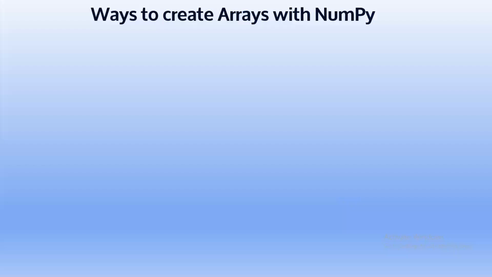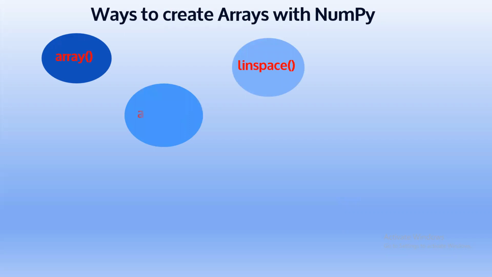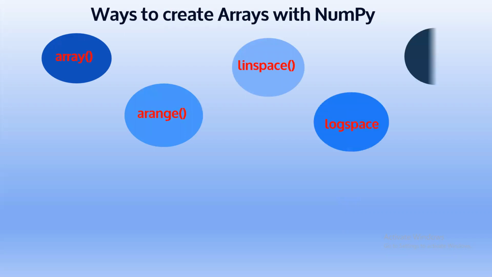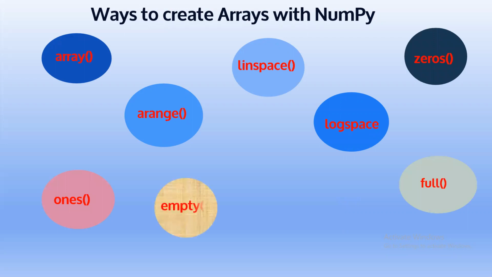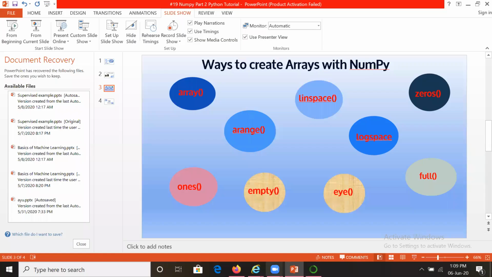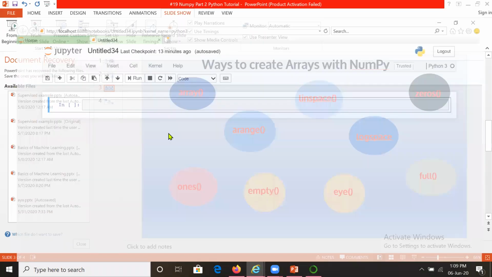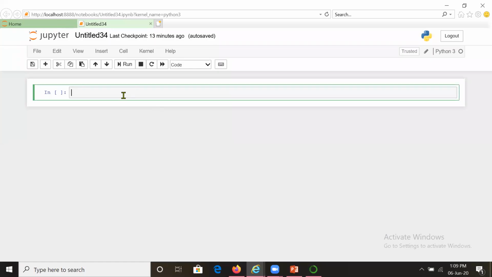In the last lecture, we have seen that there were so many functions available to create an array. Array function is there, linspace function is there, arange function is there, logspace function is there, zeros is there, ones is there, full function is there, empty function is there, eye function is there. So a plethora of functions are available to create arrays. Now today we will be playing with arrays, so let us go directly to the Jupyter notebook where we will be working with arrays.